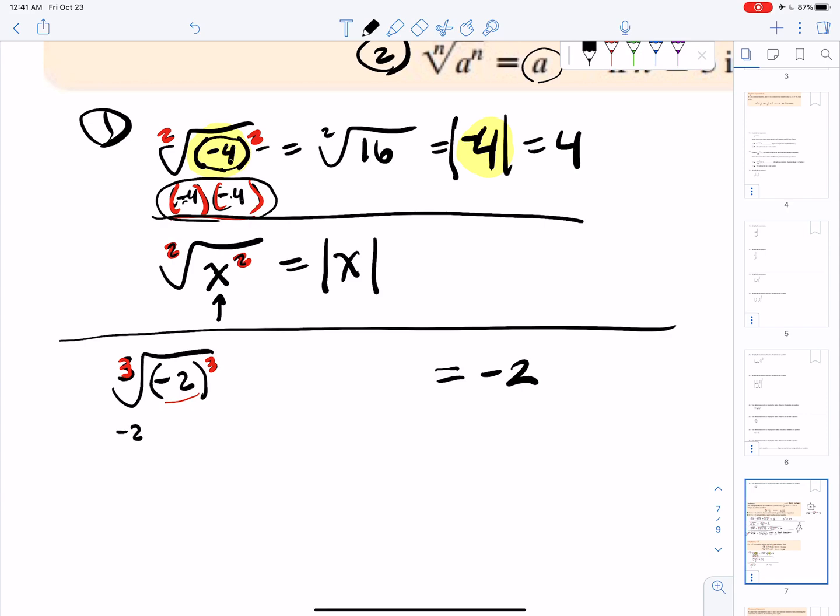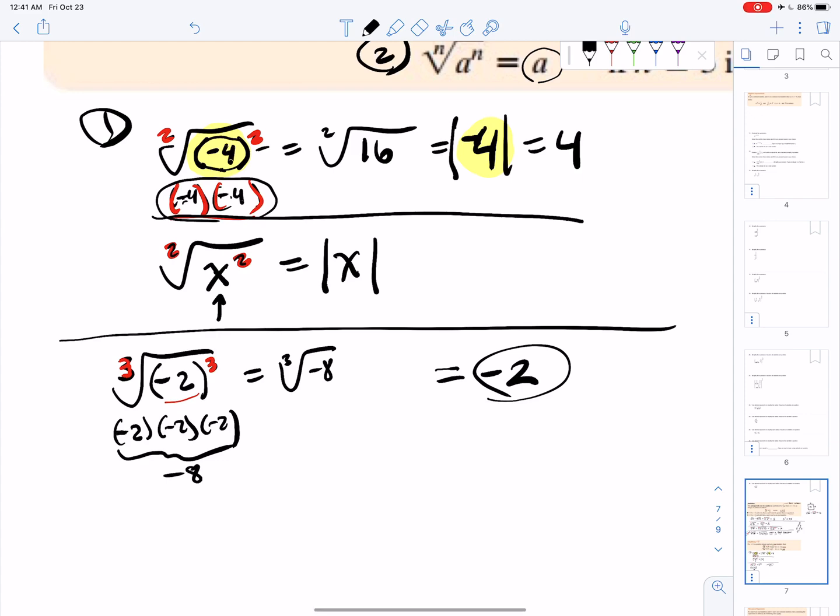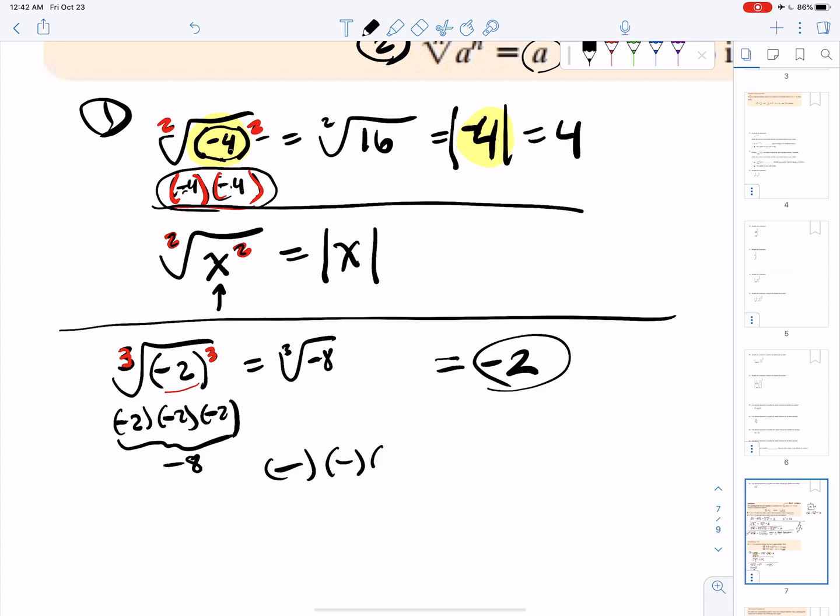-2 times -2 times -2 remains -8, right? And the cube root of -8 actually is just a -2. And you can see the reasons for it. -2 cubed is -8. And when you have an odd number of negatives, 3 of them in this case, it stays negative. Okay? In other words, a negative times a negative times a negative, right?